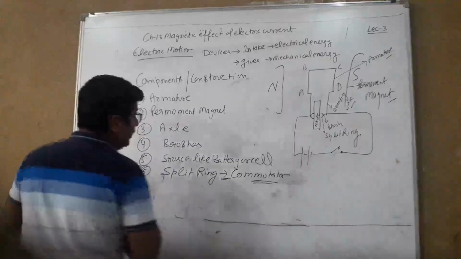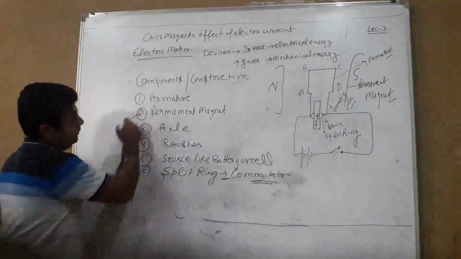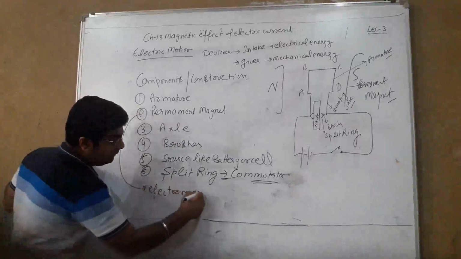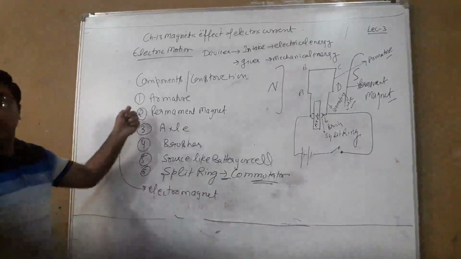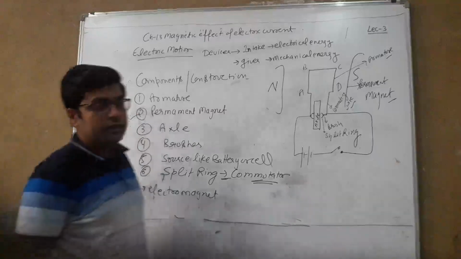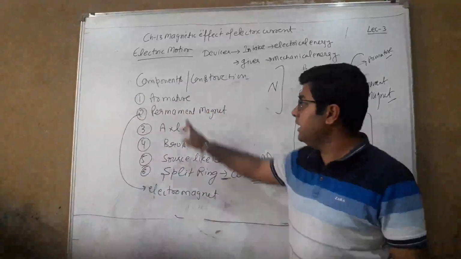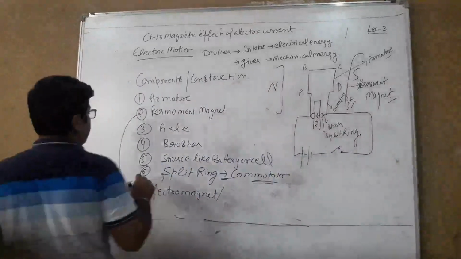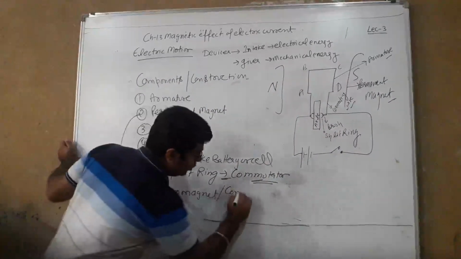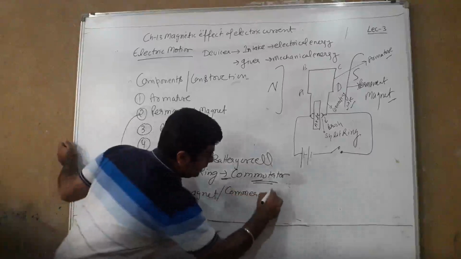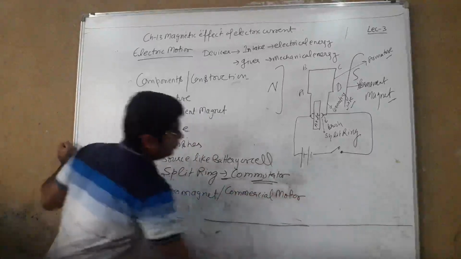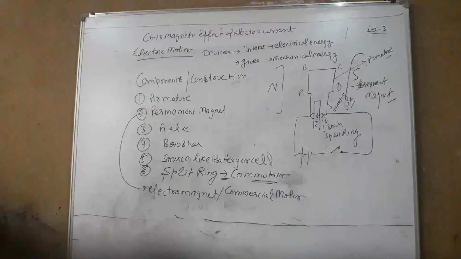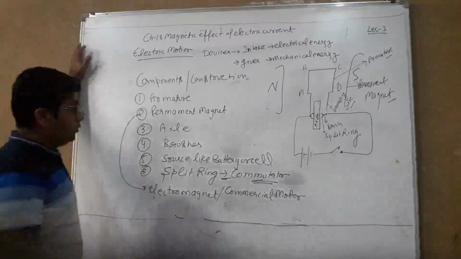Here we are using an electromagnet instead of a permanent magnet. Where? In the commercial motor. Because at that place we need a very strong magnetic field. So that's why we are using an electromagnet.